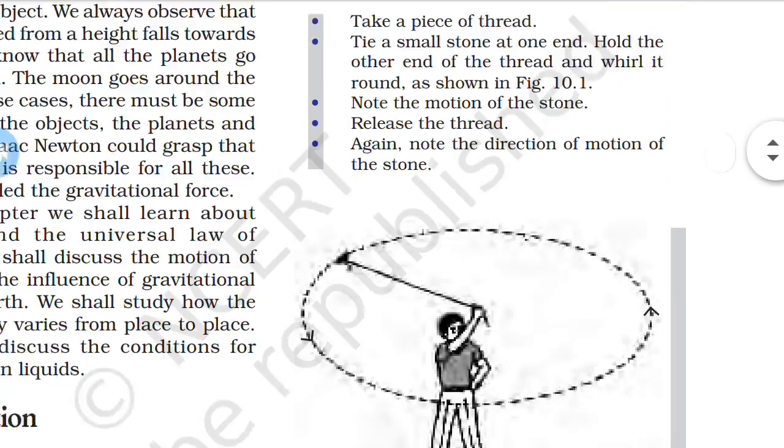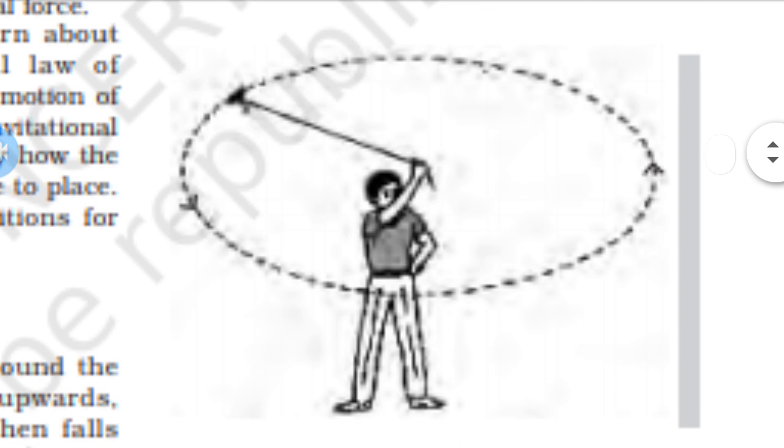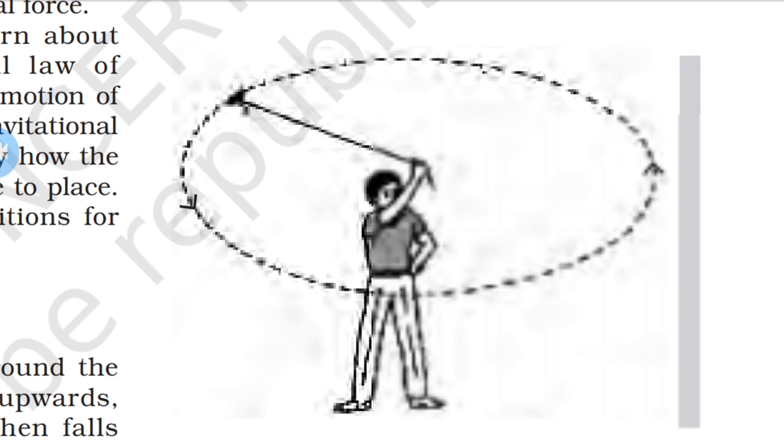In this activity, we have to take one piece of thread, a kite thread, and tie a small stone at one end, and hold the other end with your fingers. Whirl it over your head, so the stone will rotate and circular motion is obtained. Now you have to slowly release the thread.